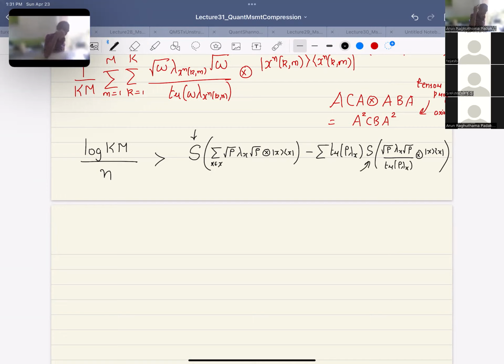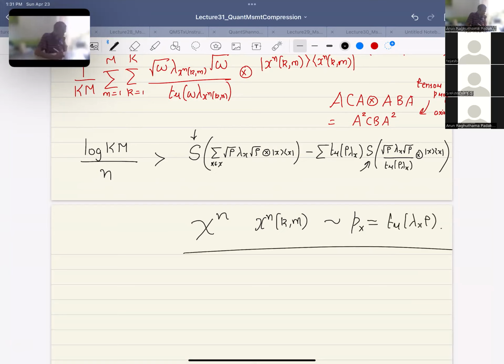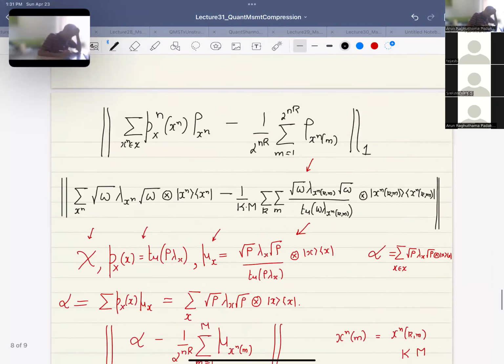Then the first term is going to knock off, right? If you choose randomly, what you have to do is go to your X^n space, that's your outcome space, and choose x^n(k,m) independently, randomly according to the distribution p_x, which is your trace rho lambda_x. So it's giving you everything. All the ingredients are set up. So that's your first term.